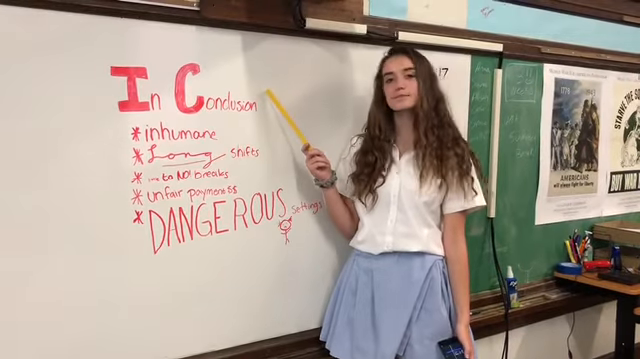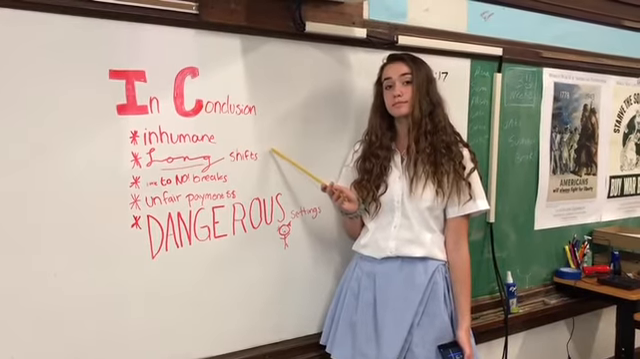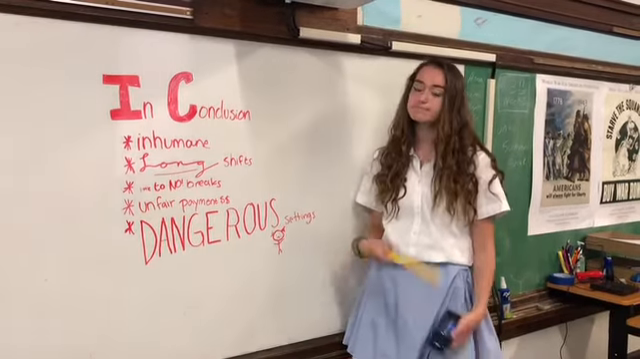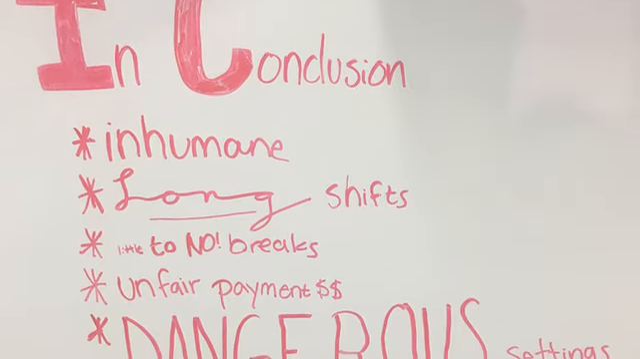In conclusion, the conditions laborers worked in were seen as inhumane. Long shifts with little to no breaks, unfair payment, and dangerous settings describe the way factory laborers worked each day and night in the Industrial Revolution.